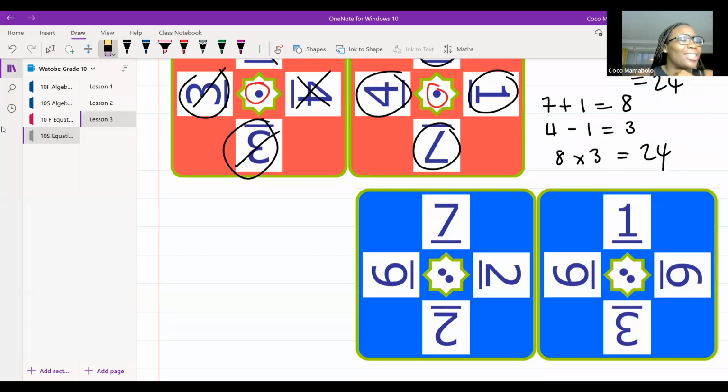Devora says 1 times 1 is equal to 7. I know your math is not mathing, dude. The math is not mathing.